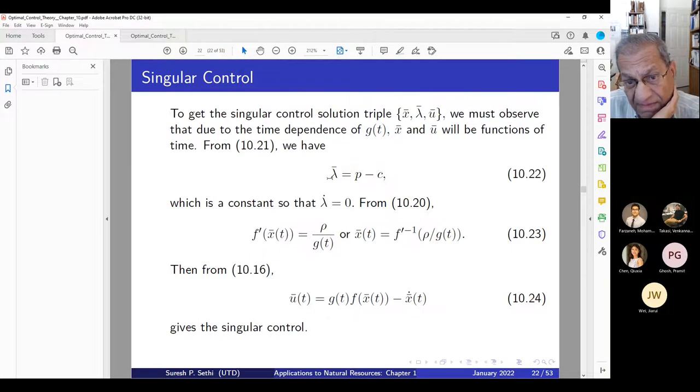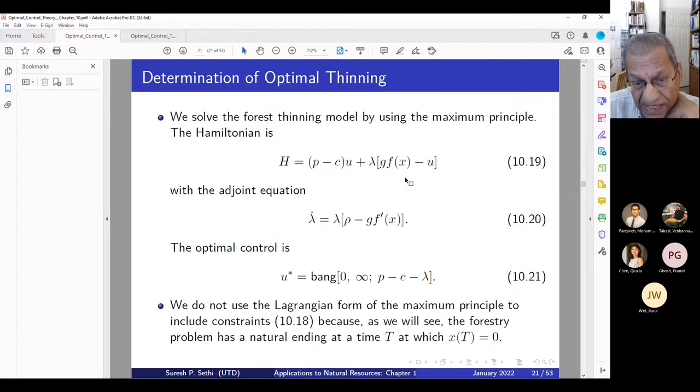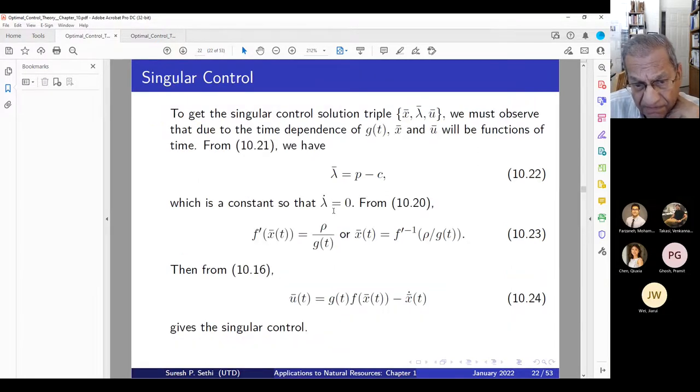But remember, lambda bar is p minus c, when I set this equal to zero. And so lambda bar is constant, which means lambda dot is zero. But when I put lambda dot equal to zero, I get rho equal to g f prime x. I get this formula, and that formula gives me x bar t as the inverse of this function, the inverse of f prime. But remember the g t here, and so there is forest aging. And so the turnpike cannot be independent of time.